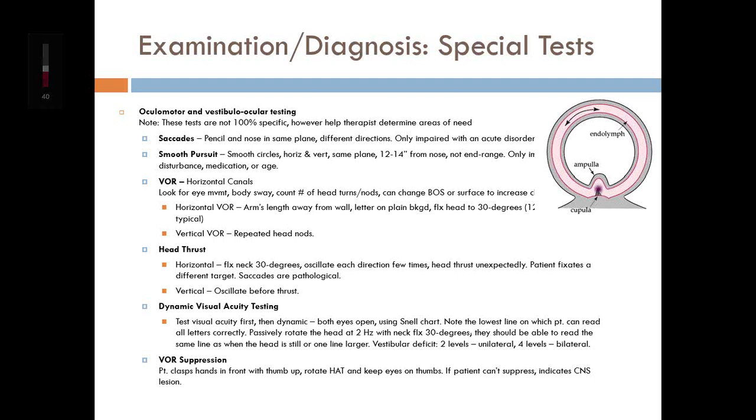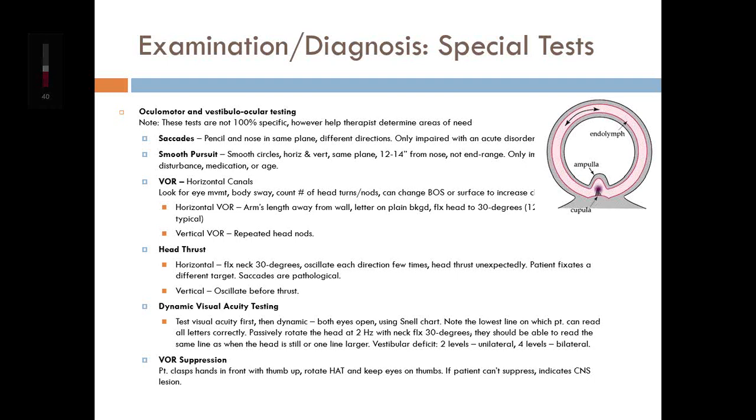Now we'll move into dynamic visual acuity testing, where first you will test visual acuity statically, and then dynamically. Using the vision chart, you'll have the patient sit in front of the chart at the standard distance, which is usually two arm's length. You want to check which row they're able to accurately note: the lowest line at which the patient can name the letters correctly.